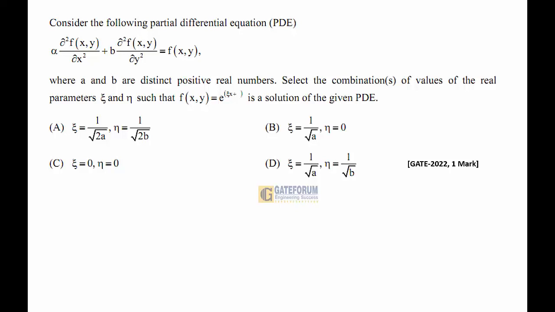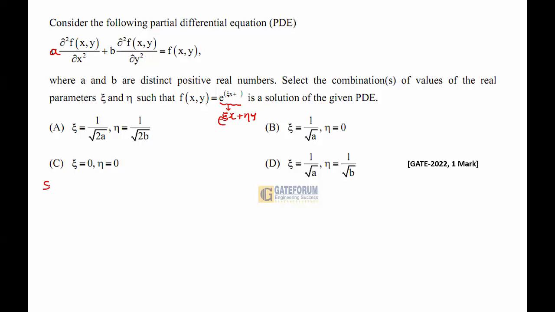So this is from engineering mathematics, from the topic partial differential equations chapter. So here this is a, and here in this e power xi x plus eta y, the eta y is missing, I think, in the question paper. So please modify this to e to the power xi x plus eta y.